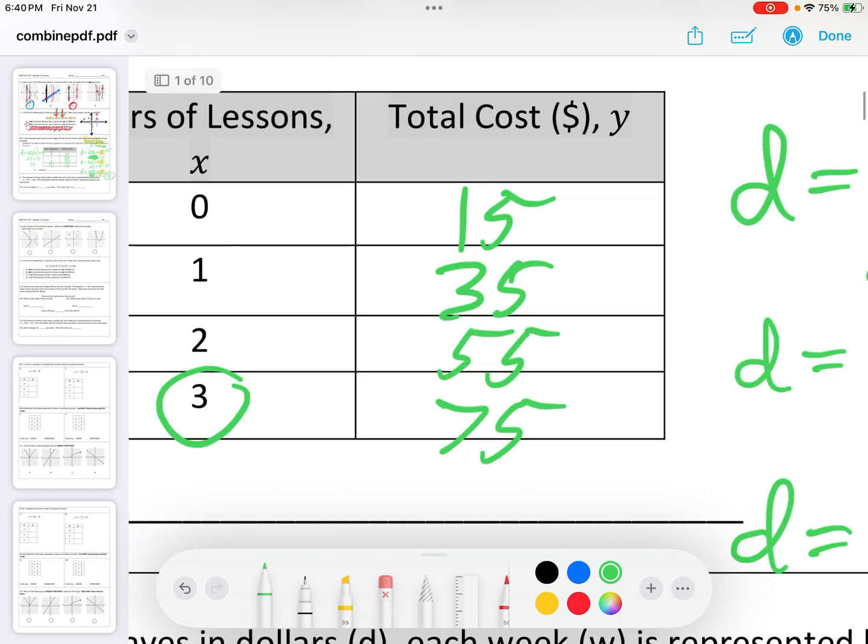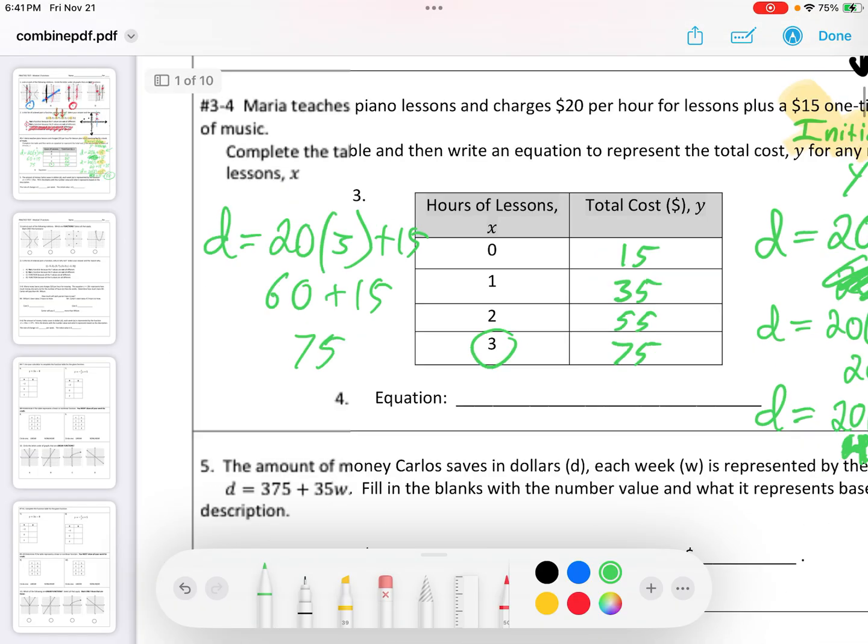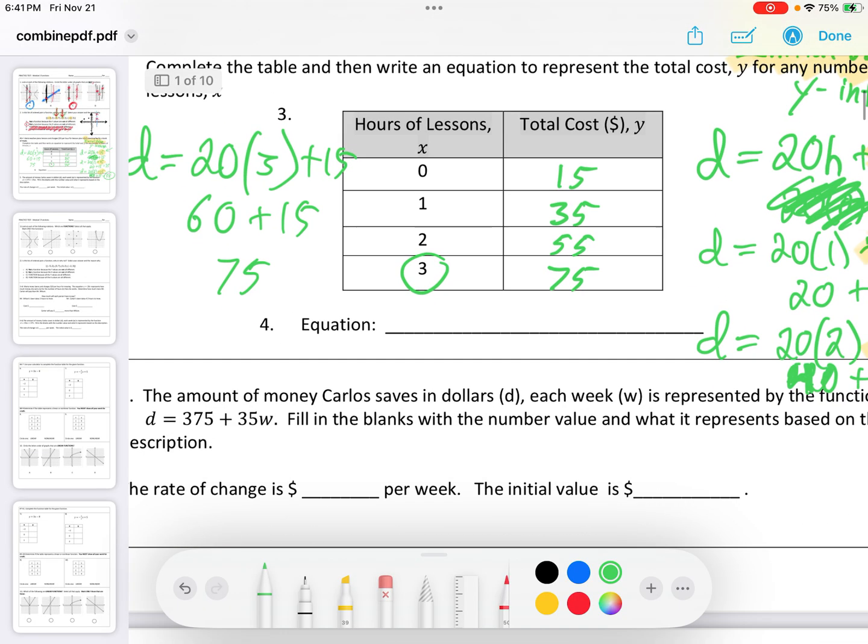I hope you can read that. Let me actually write that a little neater. 35, 55, 75. Yay! I might even want to do that too. I just didn't think I could remember them all. Hey, that looks better. Alrighty.